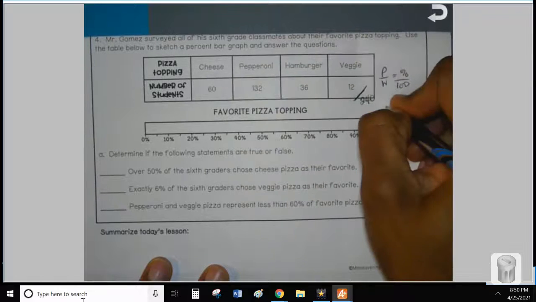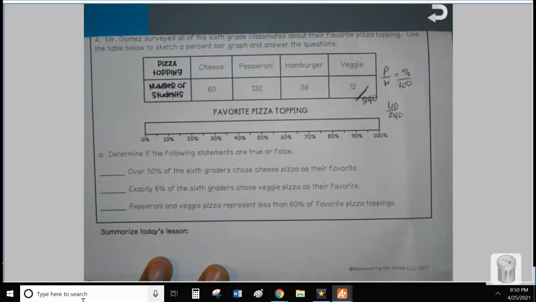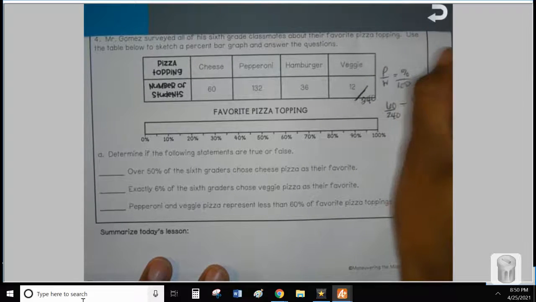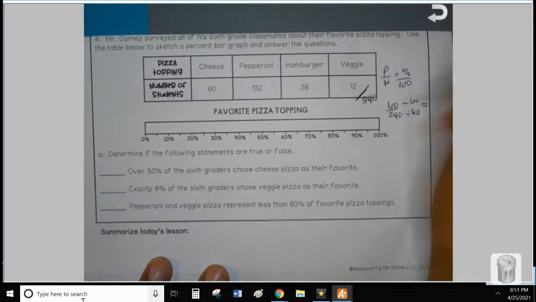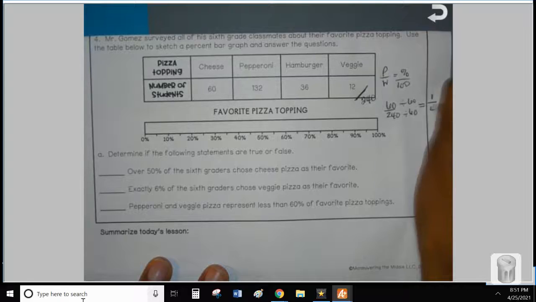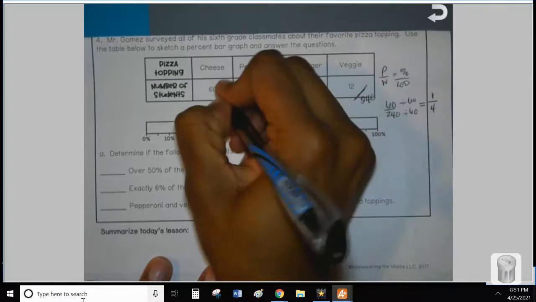So cheese is going to be 60 over 240. You can either do T-bone or you can simplify. So I divide by 60. 60 goes into 60 one time. 60 goes into 240 4 times. So we have 1/4. I know 1/4 is 25%. So cheese is 25%.